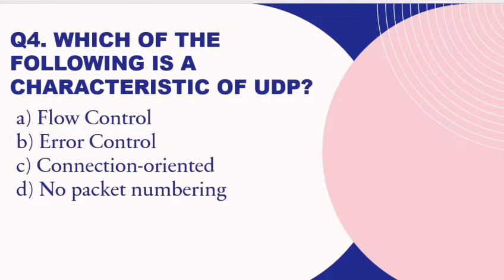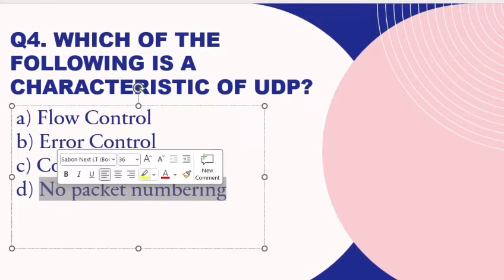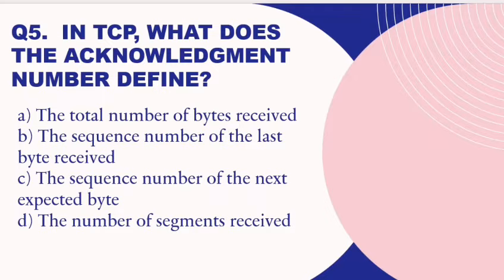Question four. Which of the following is the characteristic of UDP? Option A flow control, option B error control, option C connection oriented, option D no packet numbering. So the correct answer for this question is option D no packet numbering. Moving on to question number five.